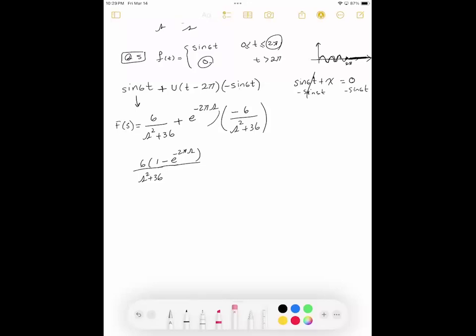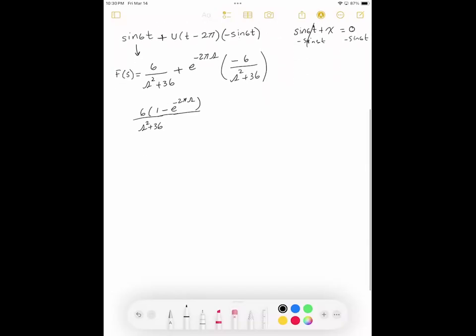Like that. I can write it like that. And that is our F(s). So let's go over another one.